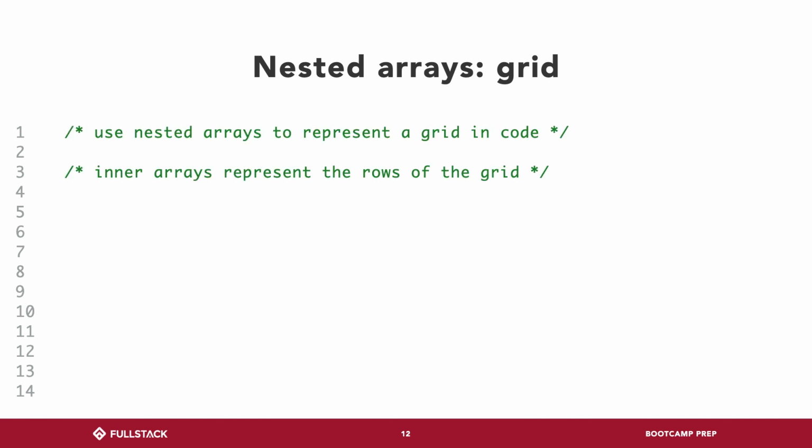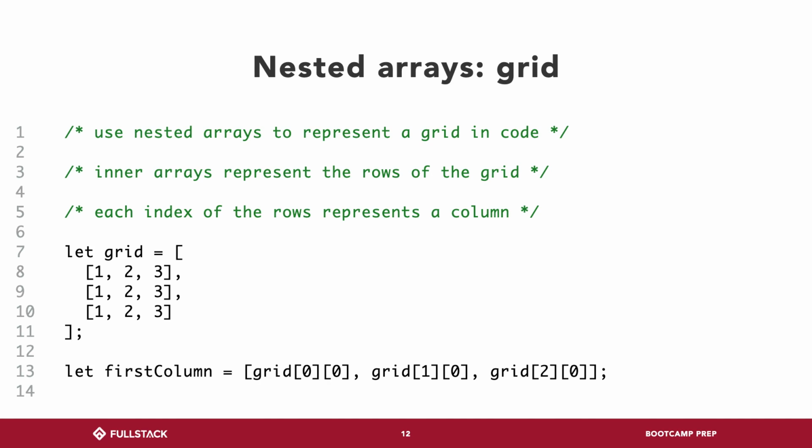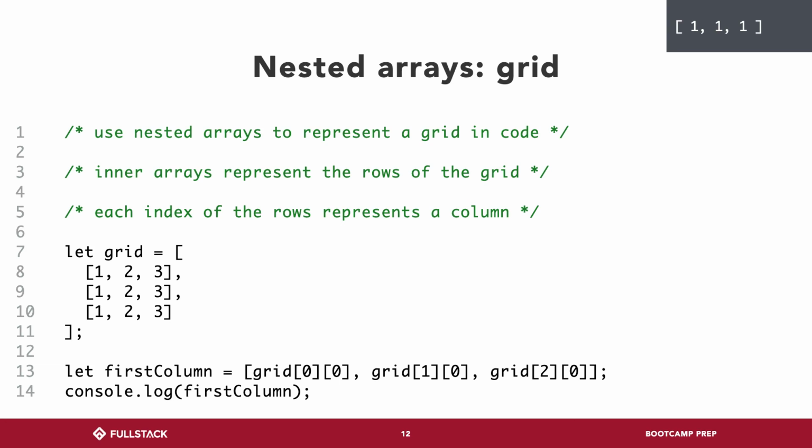Here's an example of a grid. So you can use nested arrays to represent a grid in code, and inner arrays represent the rows of the grid, and each index of the row represents a column, right? So if I did let first column equal grid at 0 at 0, grid at 1 at 0, and then grid at 2 at 0, you would get the first column.